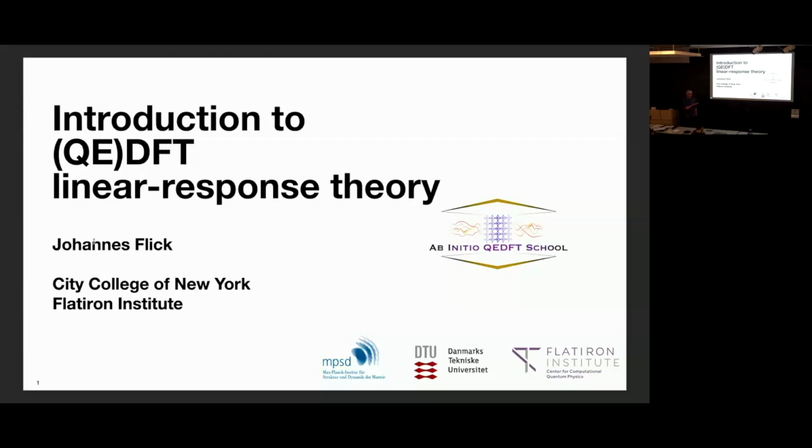Strong coupling, we will look at Rabi splitting. How can we get Rabi splitting inside an optical cavity for general systems? Here we will look at molecular systems, finite systems.